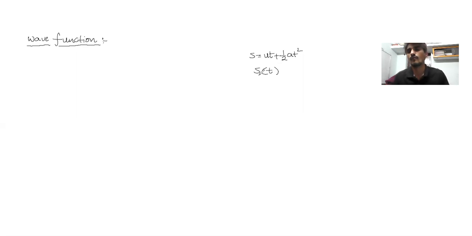Now, in the same way, if we want to describe the motion of a wave, then we should write a function which denotes the position of the particle in a wave. It tells us after what time, what is the position of the particle and what is the displacement of the wave. If you want to understand everything, we should know about this wave function. What is a wave function here? Let us discuss this.